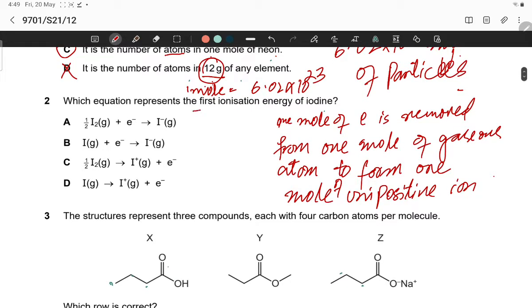This is the first ionization energy of iodine. This is incorrect because this is half mole. Iodine plus electron is incorrect because gaining of electron to form iodide ion, negative ion, is electron affinity. Half I2 gaseous to form iodine is also incorrect. So C is also incorrect. So iodine gaseous atom to form 1 mole of unipositive ion after removing 1 electron. So this is the correct option.